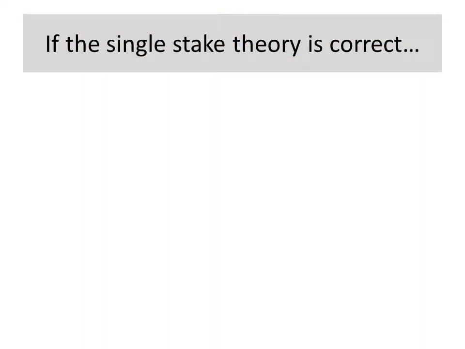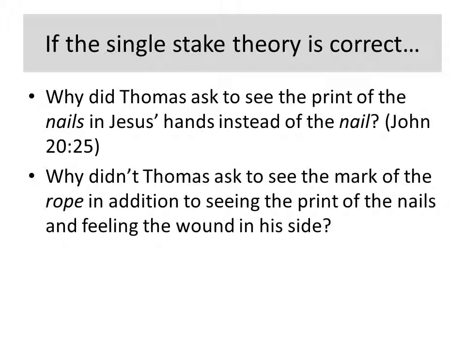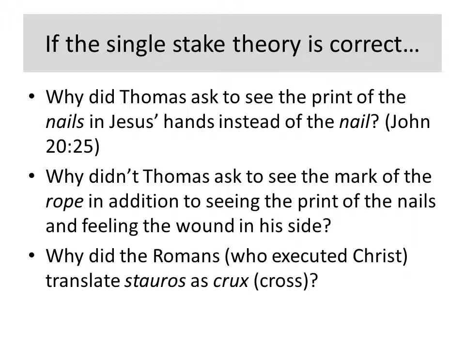If the single stake theory is correct, I have 3 questions about it. 1. Why did Thomas ask to see the print of the nails, plural, in Jesus' hands instead of the nail, singular? 2. Why didn't Thomas ask to see the mark of the rope in addition to seeing the nails and feeling the wound in Jesus' side? And 3. Why did the Romans, namely the ones who executed Christ, translate the word as cross and not as pole? Surely the Romans knew what poles were, and if that's what they executed him on, they'd be able to tell us.